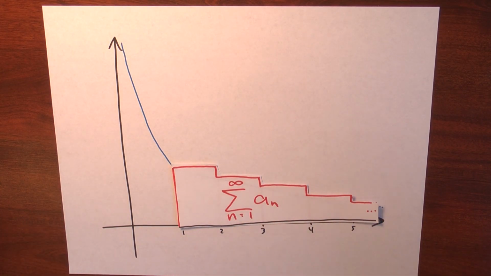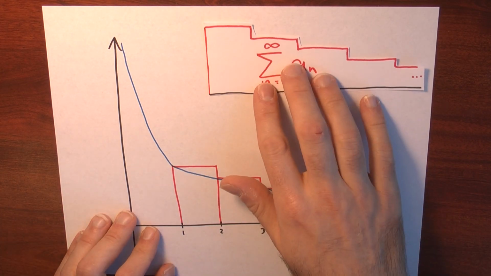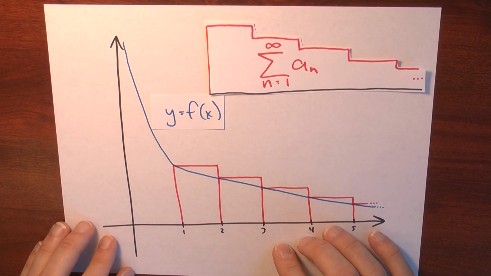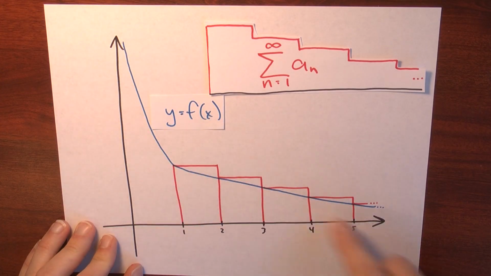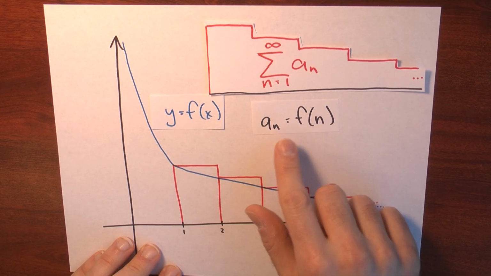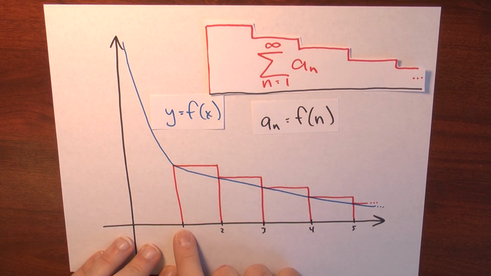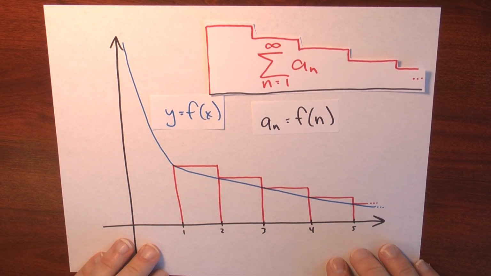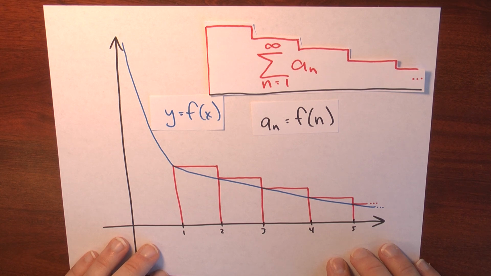But there's more going on in this graph. I don't just have these boxes. I've also got this blue curve. That's the curve y equals f of x. And one special feature about this function f is that I've rigged it so that a sub n is f of n. And we can see that here because this blue curve passes through the corners of these boxes.